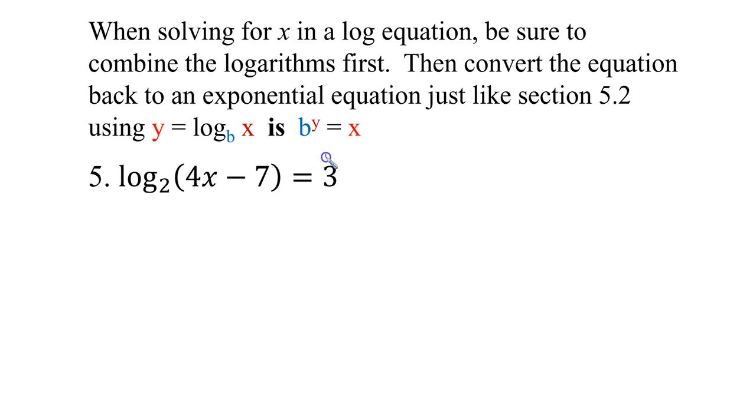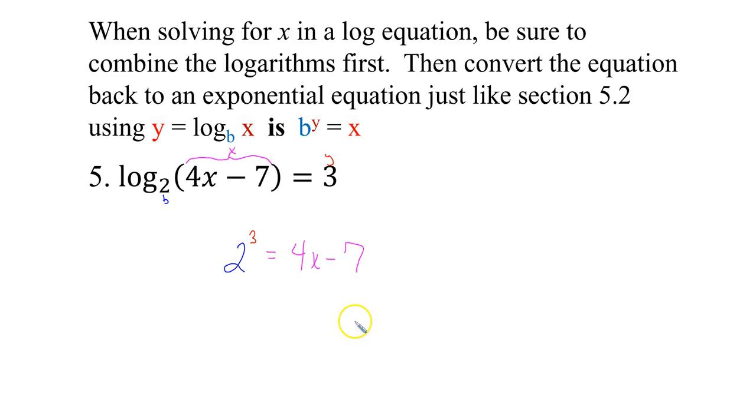So this is y in this expression. B is the value here of 2. And our x expression is this entire piece in here of 4x minus 7. And so now let's rewrite this into its exponential form. Our exponential form says we take the base, so 2, to the power of the exponent or the value, so 2 to the third, is now equal to 4x minus 7.